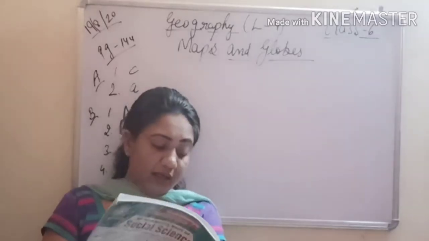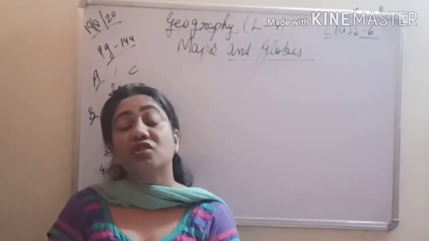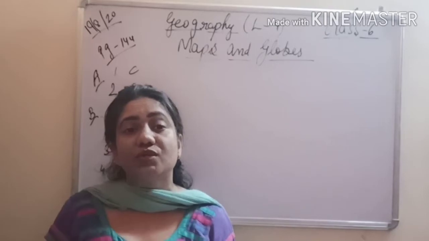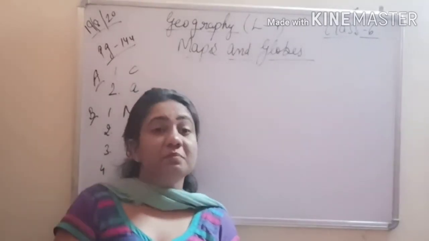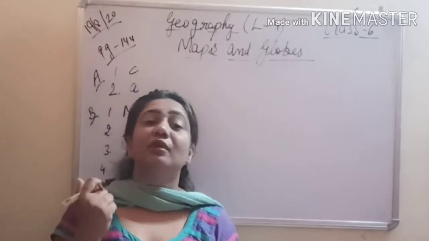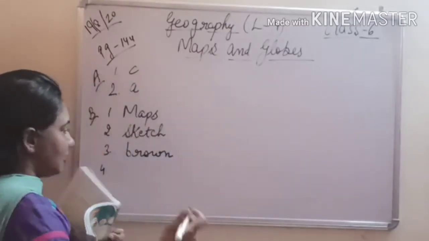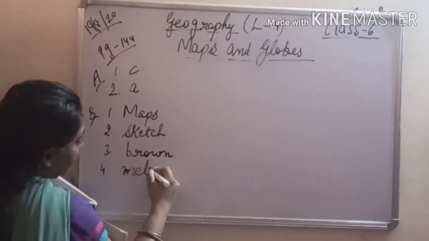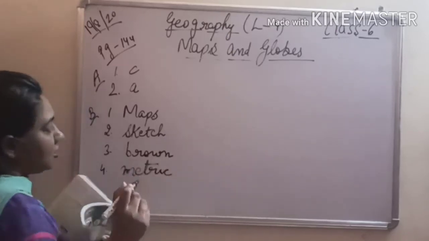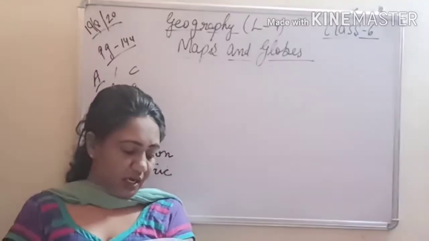In India, dash system is used to measure distances. Which system is used? We have done it. Yes. Centimeters, meters, kilometers. This is known as metric system. So what is the right answer? It is metric system. So this is your correct answer. You can note it down.